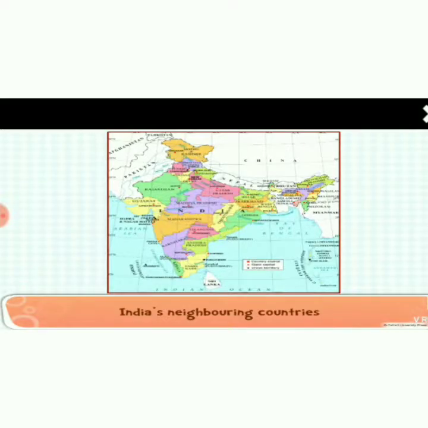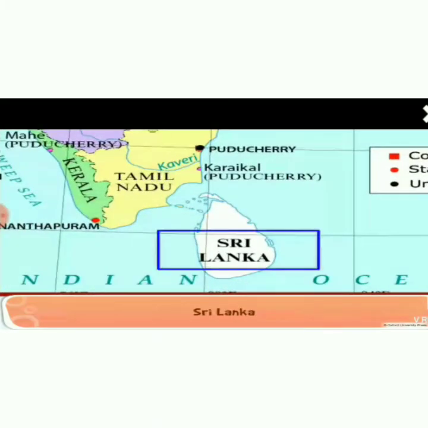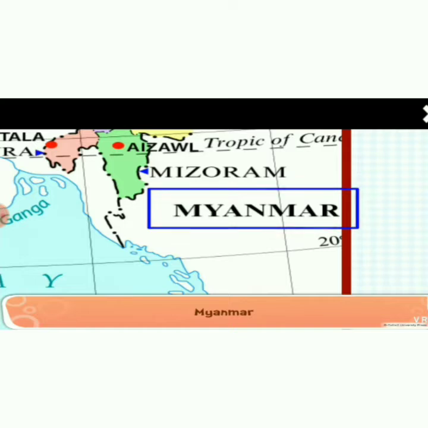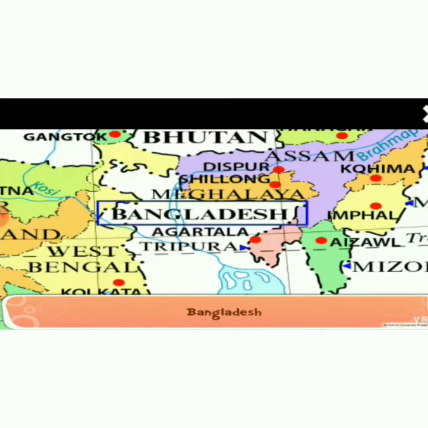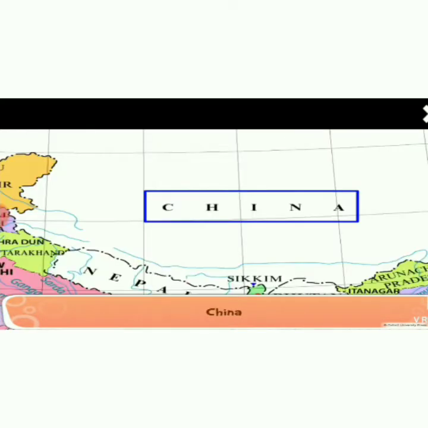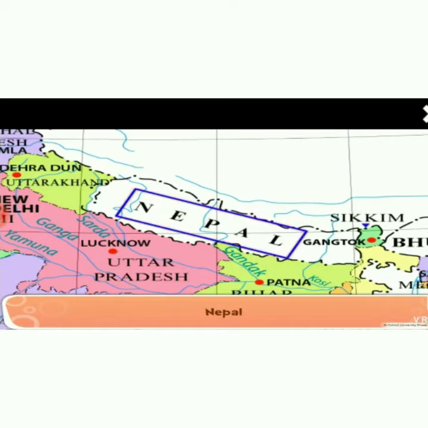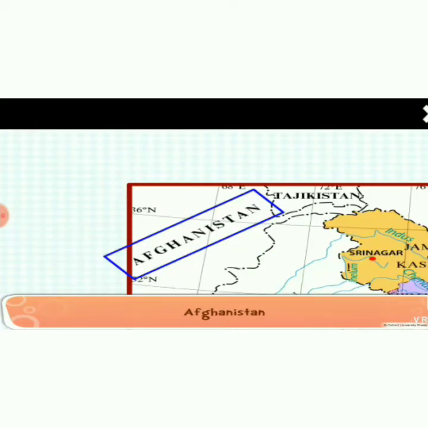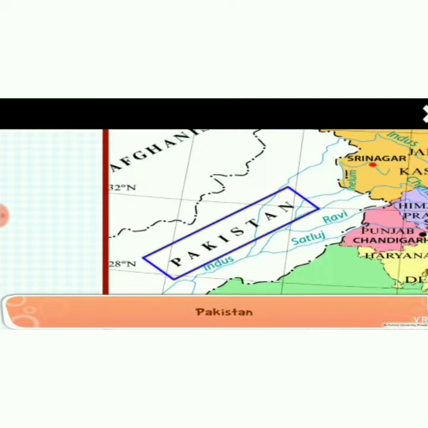India has 8 neighbors. They are Sri Lanka, Myanmar, Bangladesh, Bhutan, China, Nepal, Afghanistan, Pakistan.